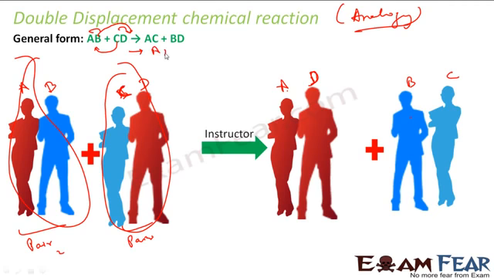Here I wrote AC and BD, but I could have also written AD plus BC. It doesn't matter because we are going for a swap anyway. This is something that happens in real life. We form pairs, and then our dance teacher says, no, this pair doesn't look good, let's swap, and we swap our partners. So that's one example of a double displacement reaction where both are swapped, not only one.